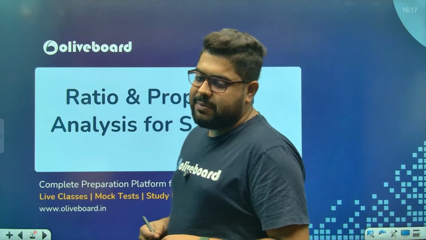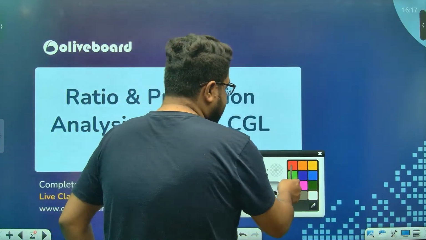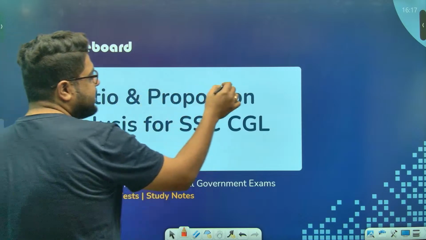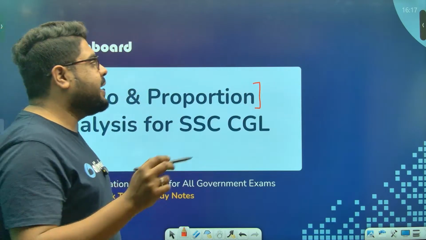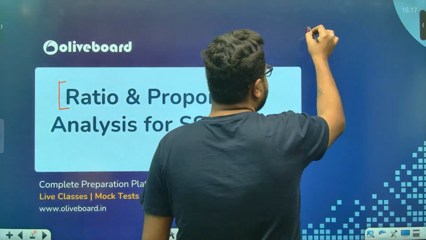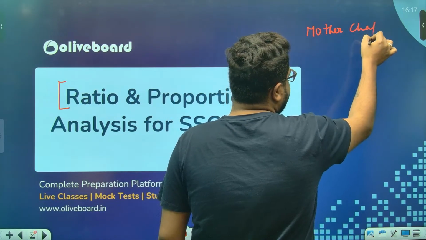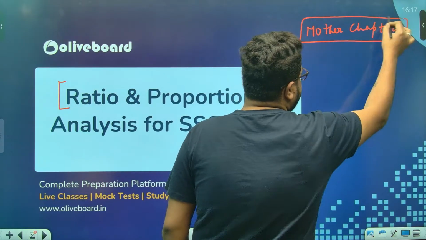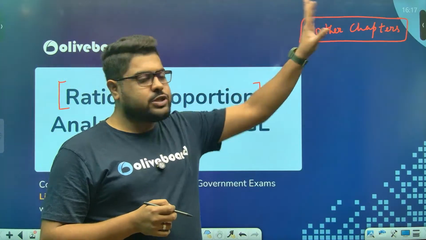So here I am again, just like every week, with the analysis of another chapter, and this time the second mother chapter. Last week I told you guys in arithmetic there are two mother chapters. There are two chapters which are very important from the concepts point of view, like the whole arithmetic is standing on those two chapters.